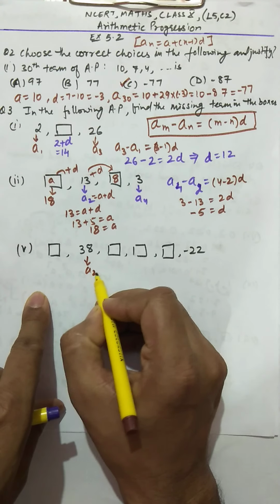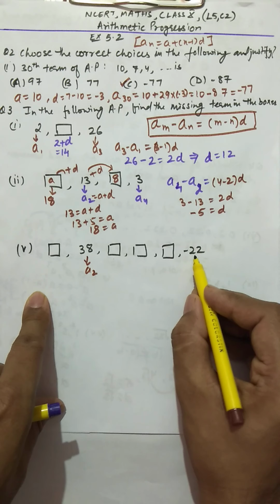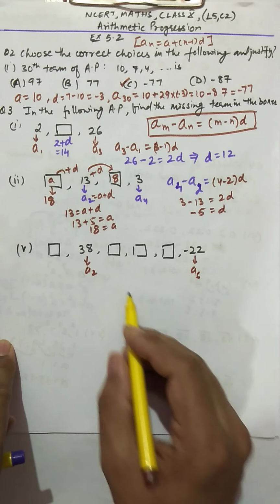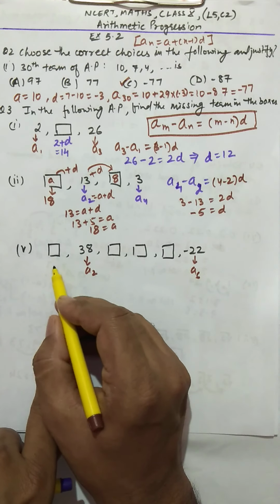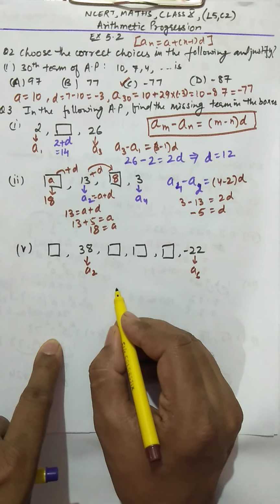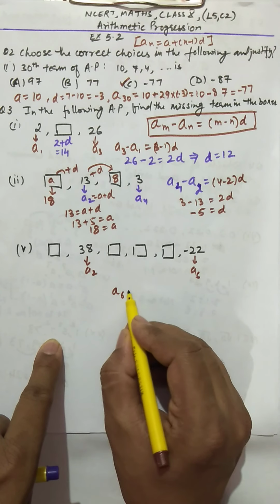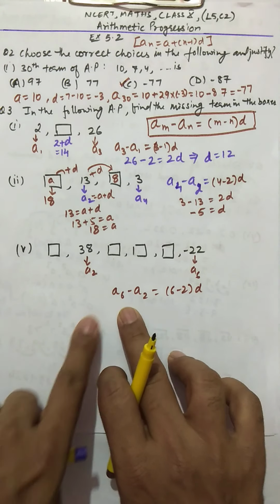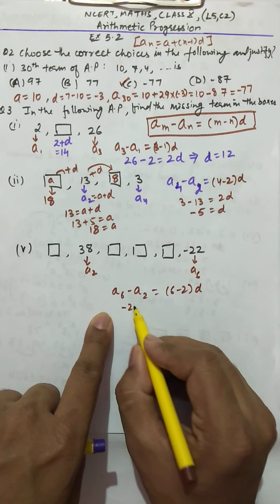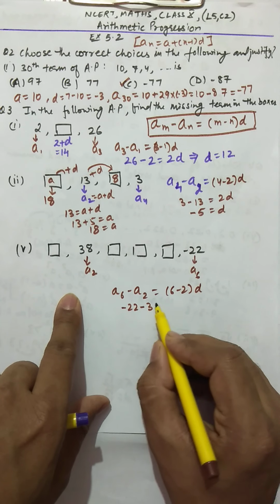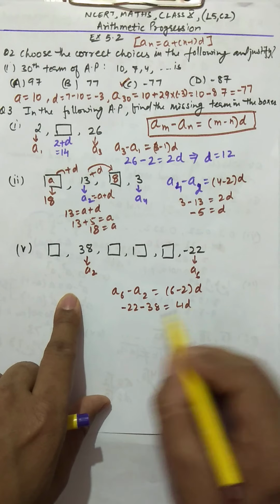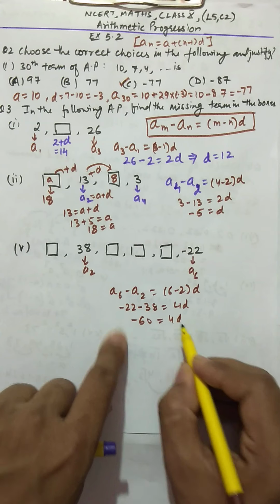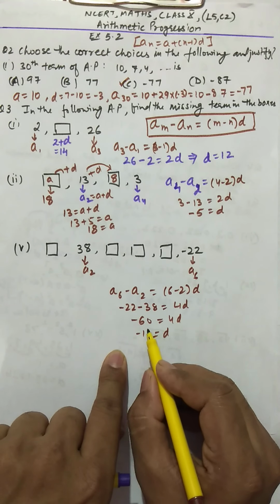This is your A2, A3, A4, A5. This is your A6, and this is your A1. Sometimes we say A1, or we can simply say A. So you do A6 minus A2. This is (6 minus 2) into D. So A6 is minus 22, A2 is 38, and this is going to be 4D. So first is 40, this is 60, minus 60 equals 4D. So D is going to be minus 15.